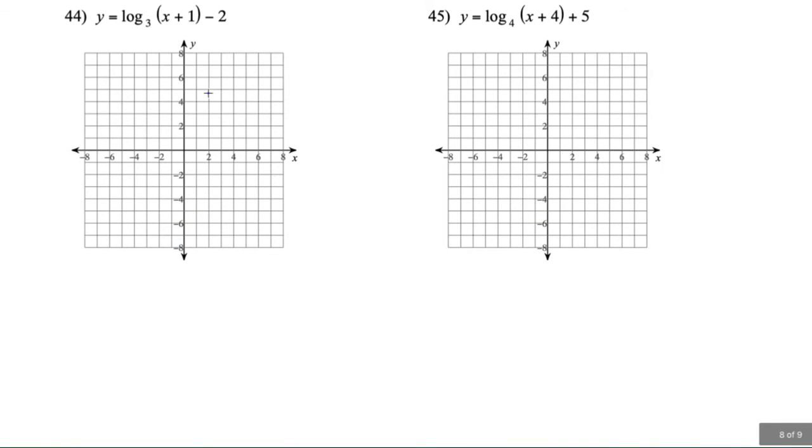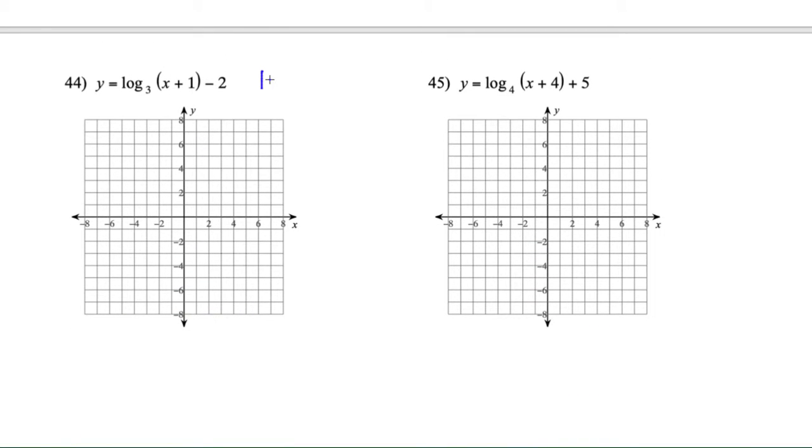Do log functions. Okay, so log base 3. Log base 3 of x, that's our parent function. So if you don't know how to graph log base 3, what I would recommend doing is graph 3 to the power of x and then reflecting it over the line y equals x. So I'll do that shortcut method. Well, it's not really, it's a long method, but I know how to graph 3 to the power of x.